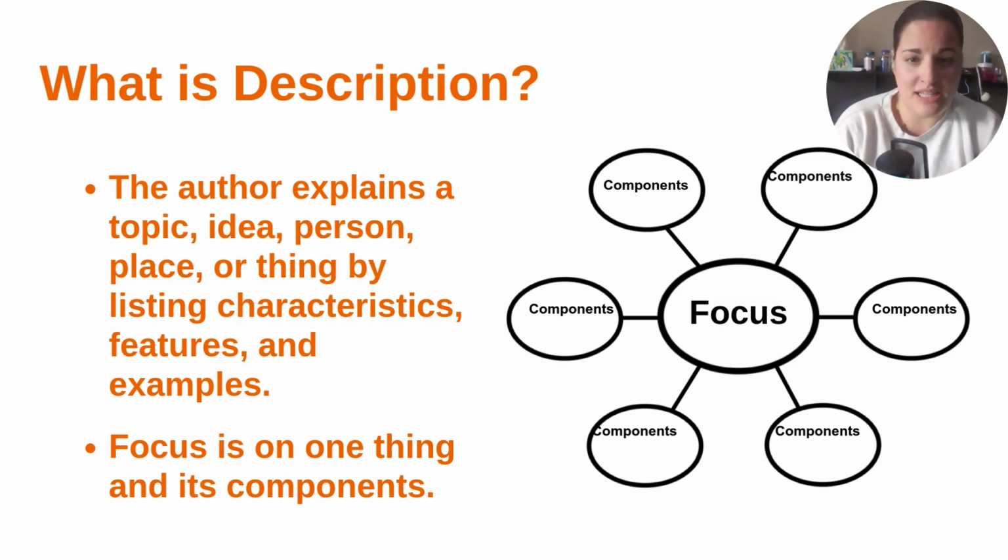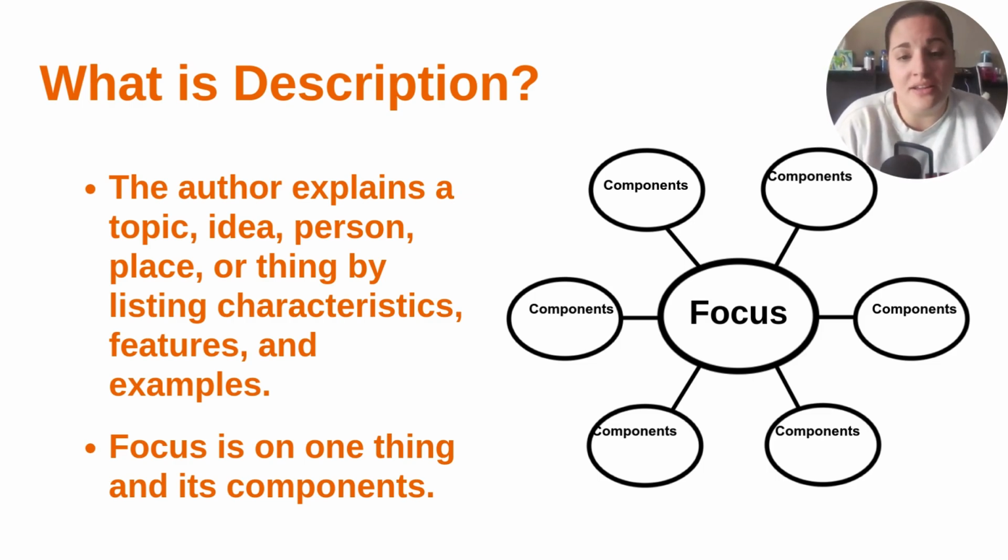Okay, so what is description? What is a descriptive text structure? This is going to be a pretty simple concept. This is going to be when the author is explaining a topic, idea, person, place, or thing by listing its characteristics, features, and examples. In short, they are describing something and using things about it and examples including it to help you understand it.